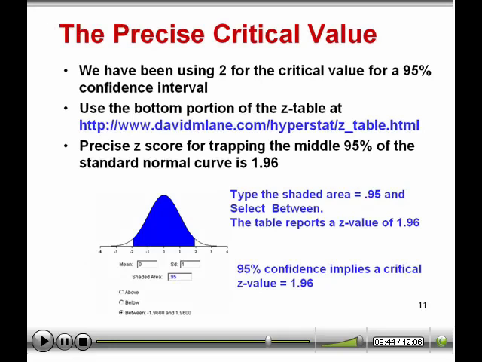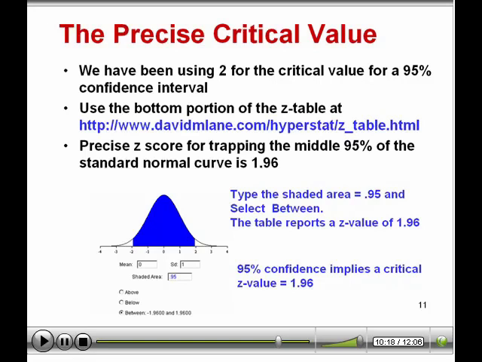The secret to finding a critical value is our familiar standard normal curve. We've been using 2 as the critical value for our 95% confidence interval. But if you recall, the empirical rule said that approximately 95% of all observations are within 2 standard deviations of the mean. You may not have focused that much on the word approximate, but now it's time to be a little bit more precise.